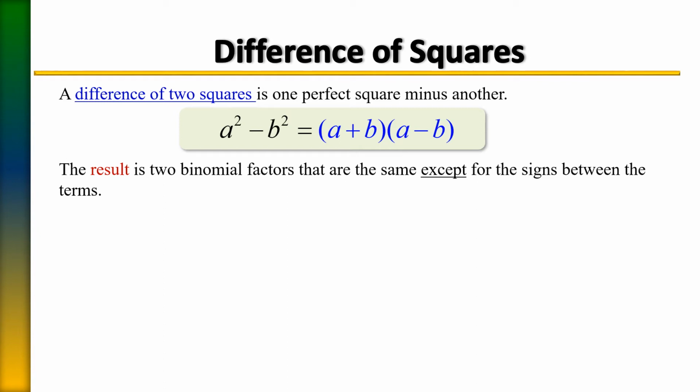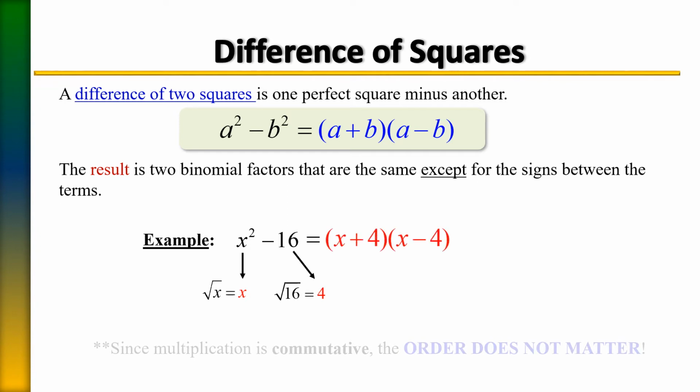Let's do an example. So here we have x squared minus 16. I see I have two perfect squares. The square root of x squared is x. The square root of 16 is 4. So the two terms I'm going to be dealing with are x and 4. All I need to do is place them in binomials with different signs. So then what I'll have is x plus 4 and x minus 4.